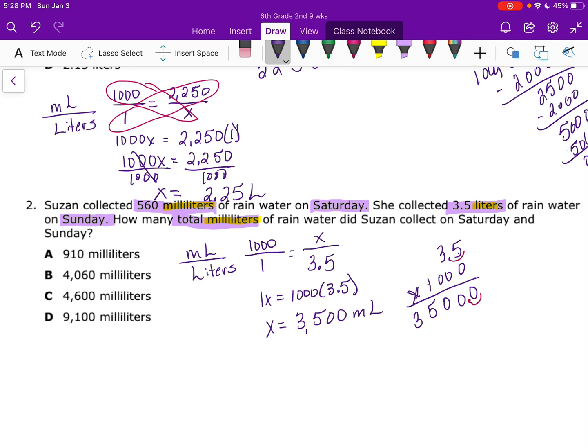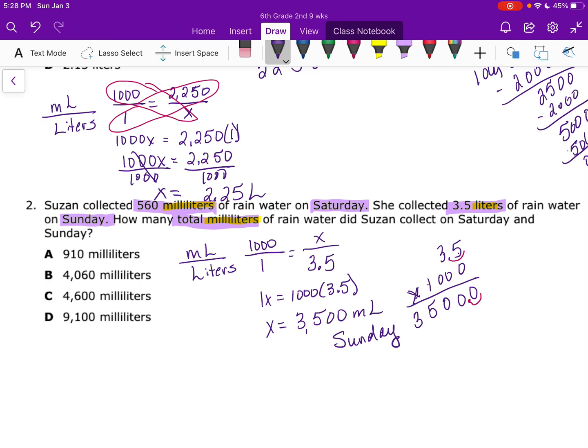That is not over there. Do you see that? If they were smart, they would have put that over there, because that's our first step, but that's not the answer. What is that the answer to? That's how many milliliters are on Sunday. That's right, on Sunday. But they didn't ask us just for Sunday. They asked us for Saturday and Sunday.